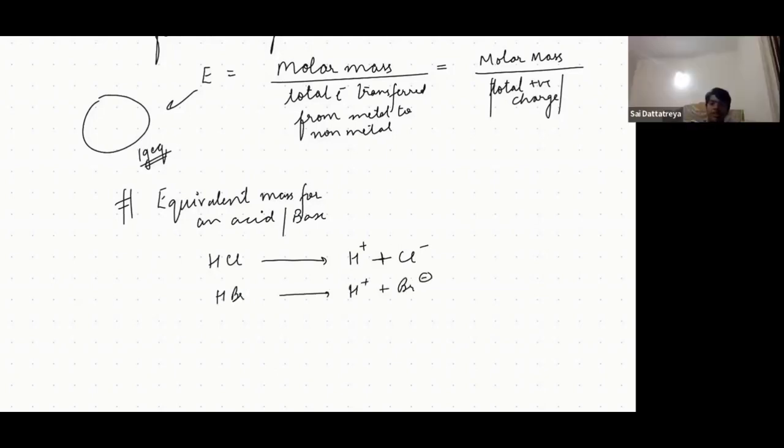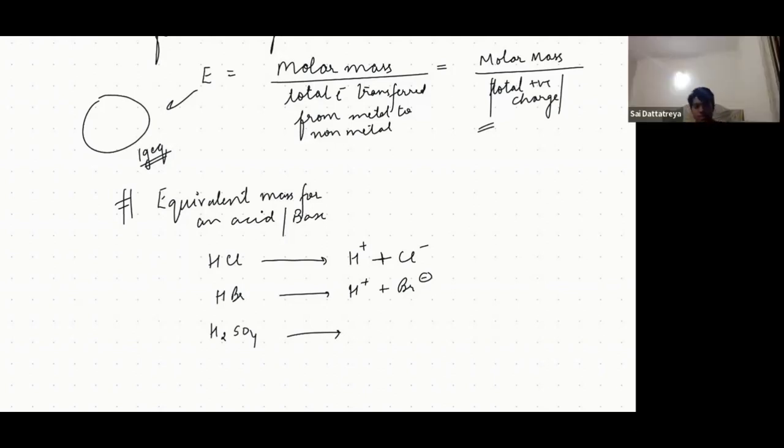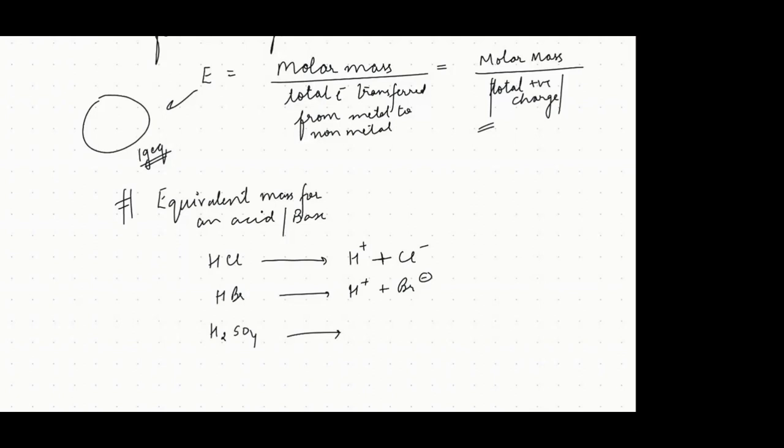Wait, so its equivalent mass is just 36.5 for HCl? Yes, that will be the molar mass, because now you treat every acid like a compound. So you can apply the same formula, molar mass over n factor. Did you understand? Yes. So you have to understand that you can apply the same formula here.